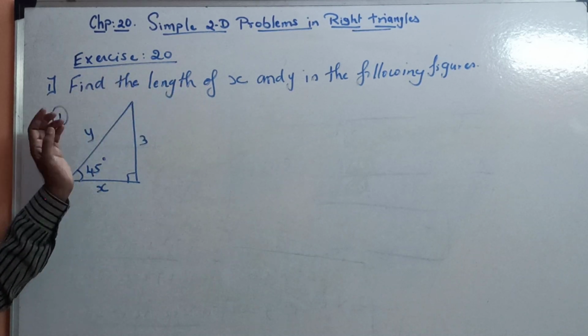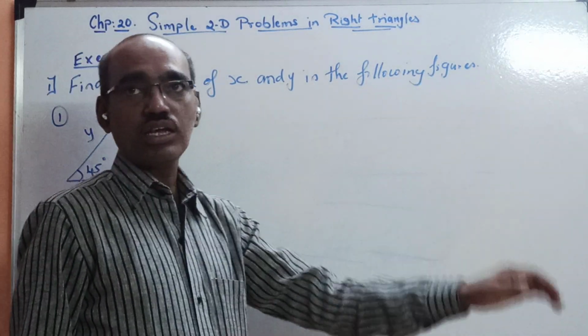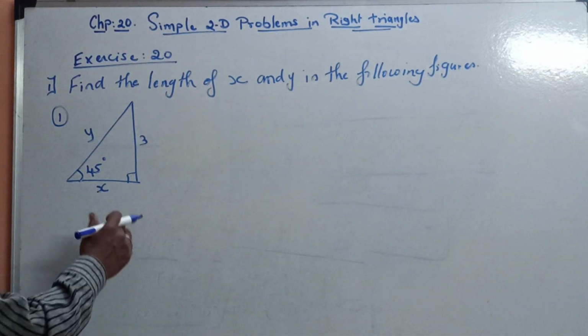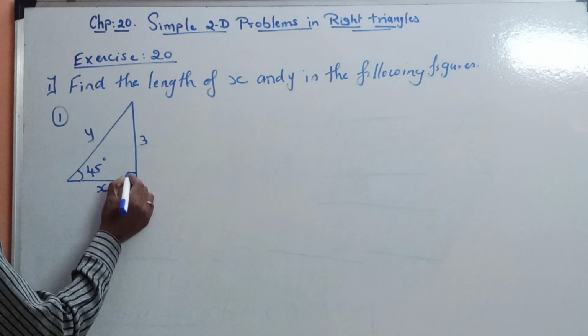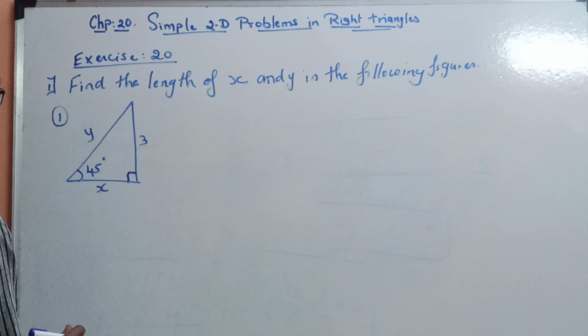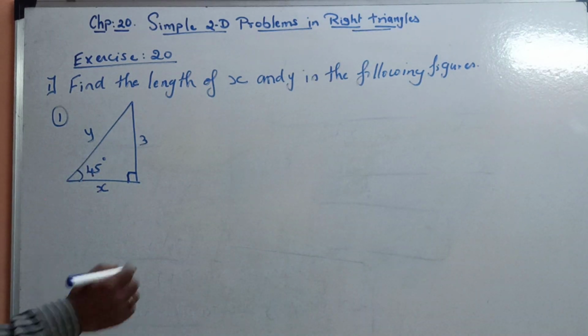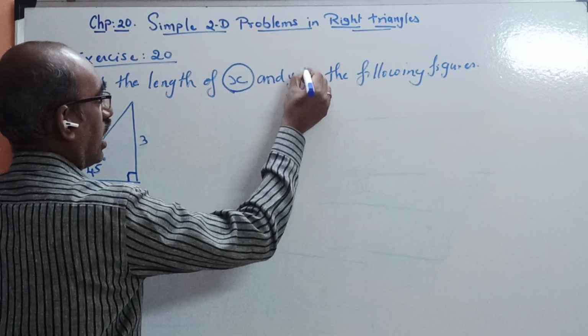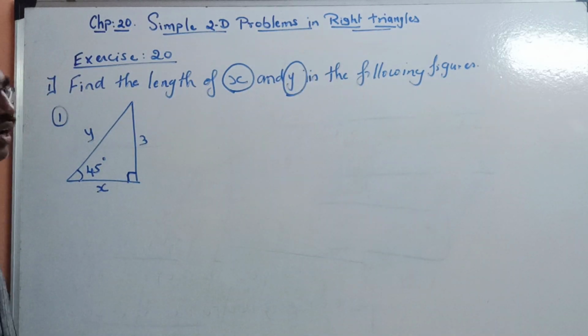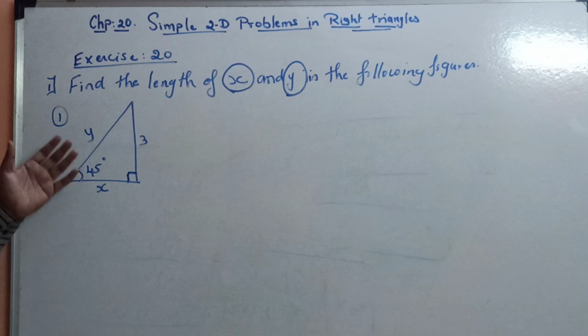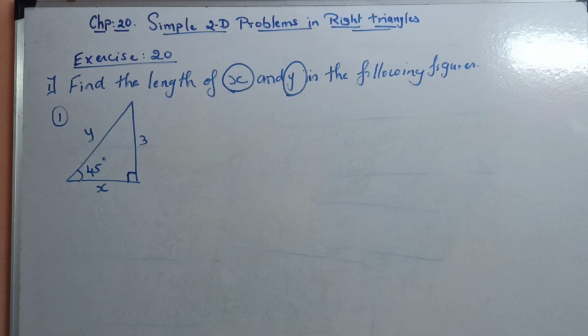Exercise 20, first question. Find the length of x and y in the following figures. In the first question, the triangle is drawn. This sign stands for 90 degree. This side is 3, this is x and this is y. What have they asked you? Find the value of x and y in the following figure. Now x and y, how are you going to find them? You don't have anything. But as I told you, the first concept: sine theta is equal to opposite side upon hypotenuse. Cos theta is equal to adjacent side upon hypotenuse. Tan theta is equal to opposite side upon adjacent side.